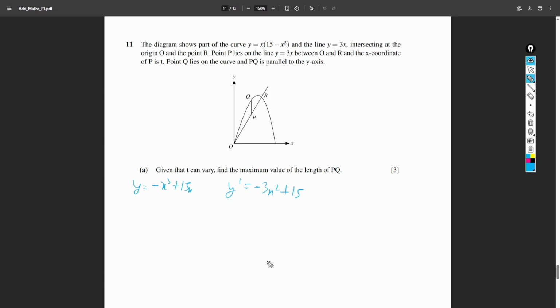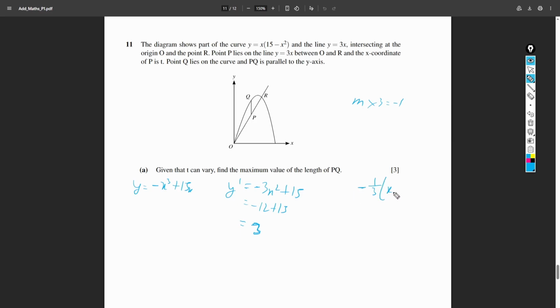Okay, and we know the x value, right? The x value is 2, so we input the 2, so we get minus 12 plus 15, which is 3. So that's the derivative, and that means the perpendicular's gradient would be minus 1 by 3, since we're using the m1 times m2 equals minus 1 formula. So the perpendicular's gradient is minus 1 by 3.